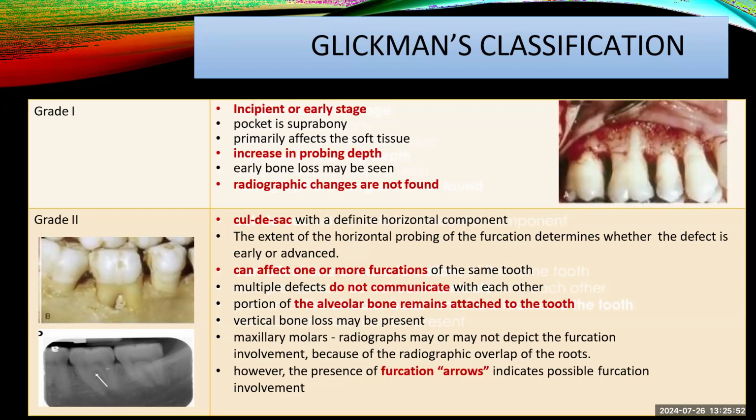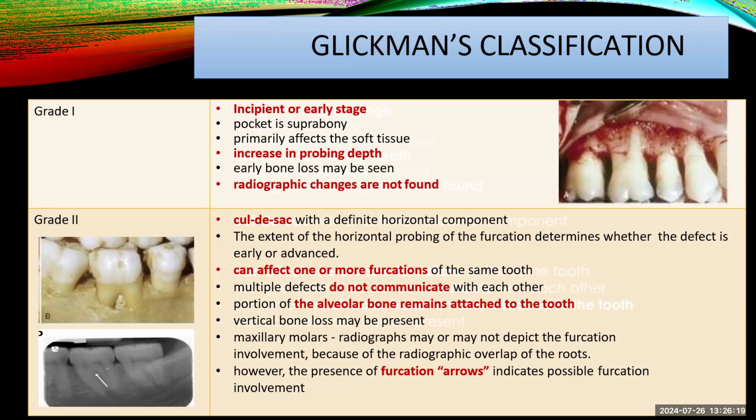Grade 1 is the incipient or early stage, the early lesion. The pocket is suprabony, primarily affecting the soft tissue. There is an increase in probing depth seen, but radiographic changes are not found. Grade 2 is the cul-de-sac lesion with a definite horizontal component. It can affect one or more furcations of the same tooth. Multiple defects do not communicate with each other.